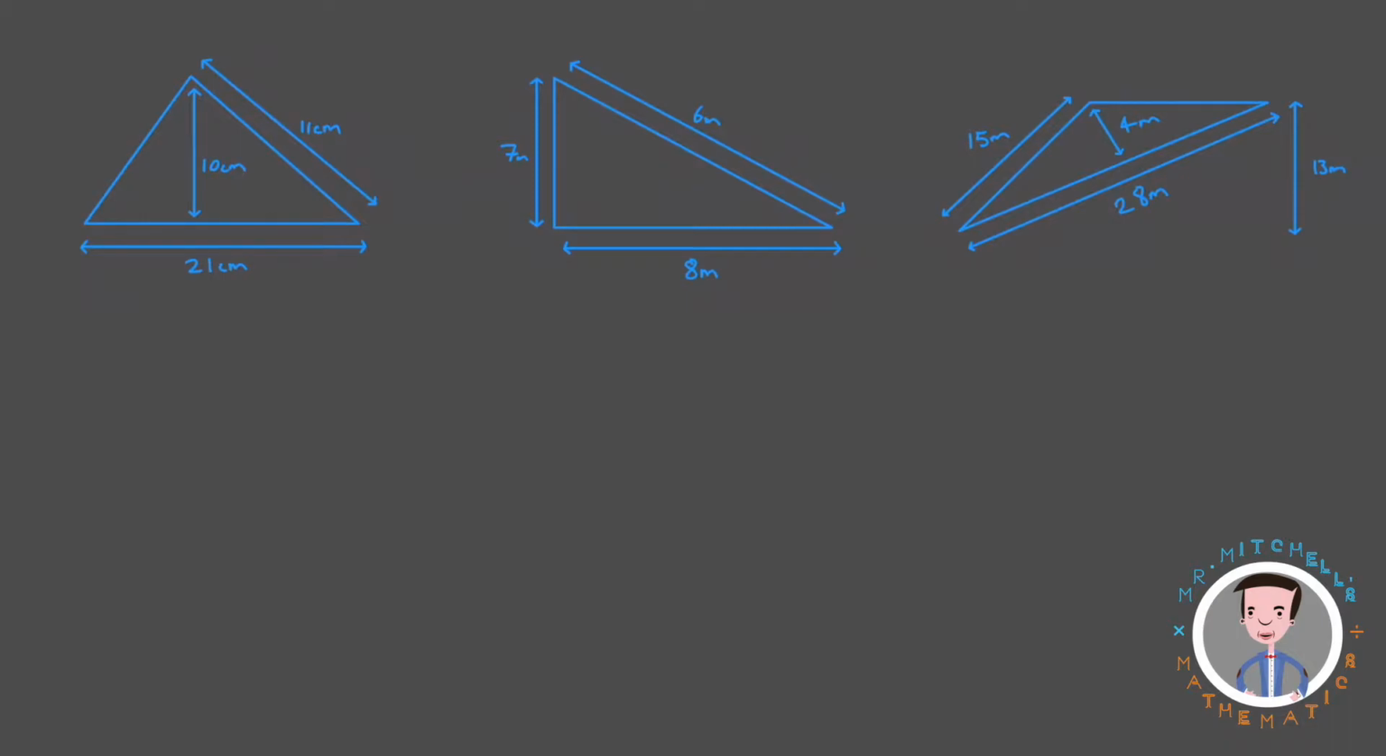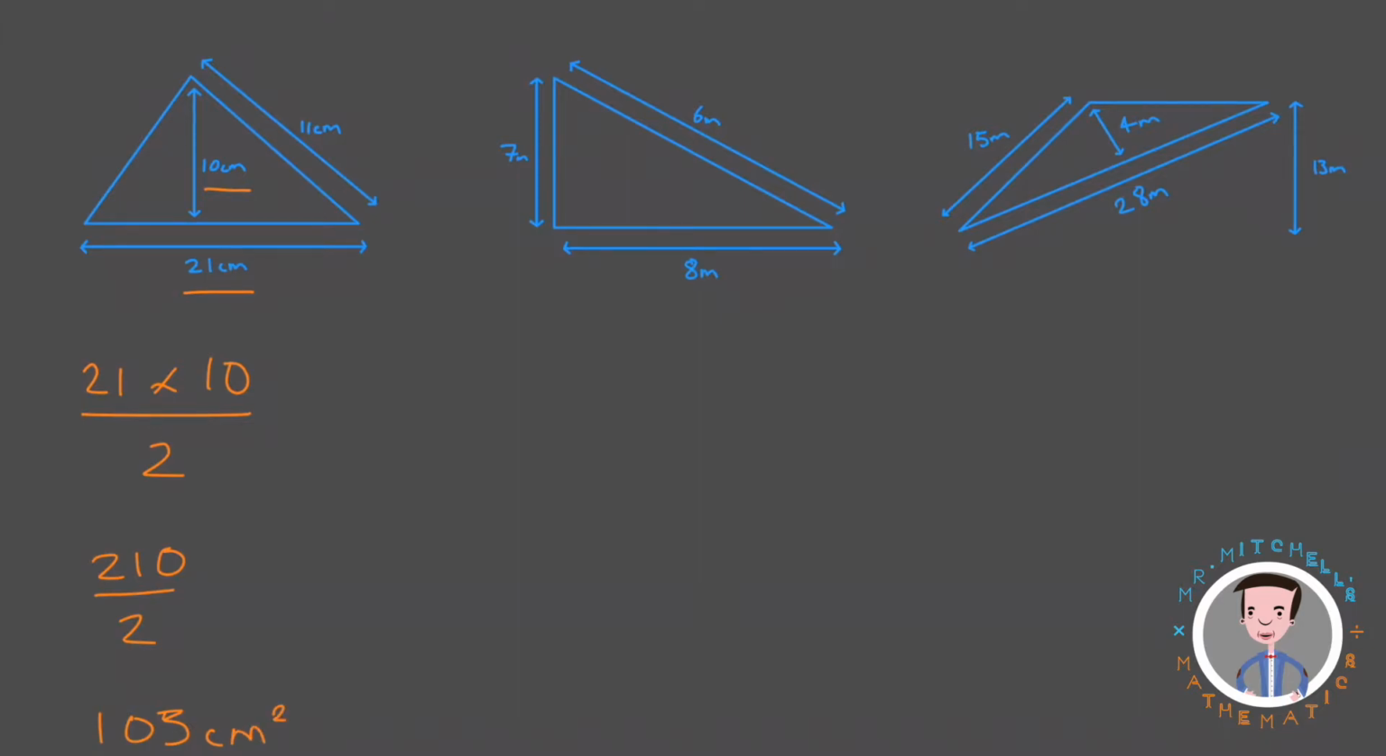Good, so let's take them one at a time. For this one, the base is 21 centimeters and the height is 10 centimeters. So we do 21 times 10 divided by 2, which is 210 divided by 2, which equals 105. And we can't forget the unit, which is centimeters squared.